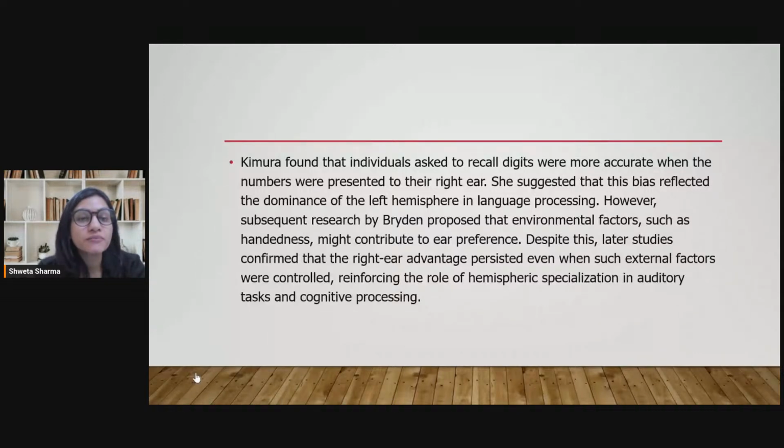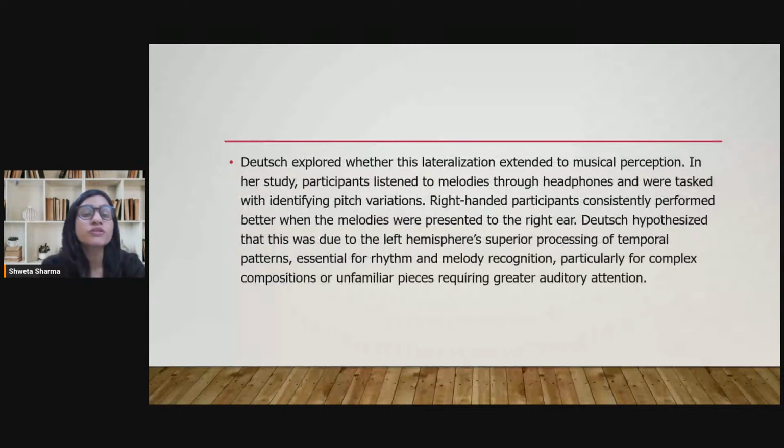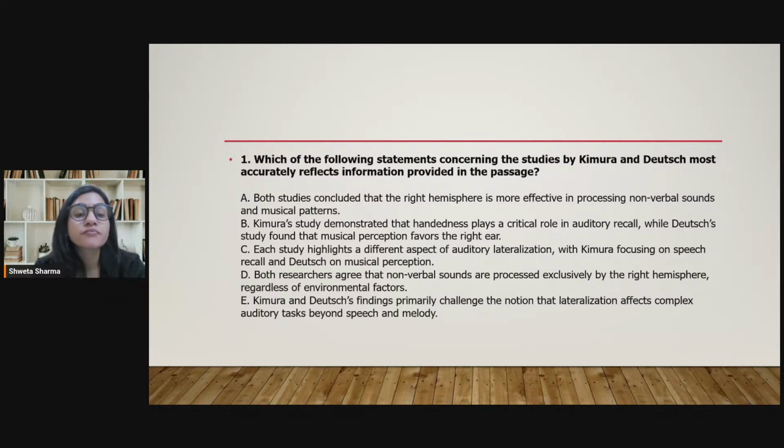So as per Kimura, people were more alert when it comes to numbers fed to the right ear, right? Whereas, as per Dosh, the lateralization extended to musical perception as well. And on the basis of this, she hypothesized that this was due to the left hemisphere's superior processing of temporal patterns. So now, if we look at B, Kimura's study demonstrated that handedness plays a critical role in auditory recall, while Dosh's study found that musical perception favors the right ear. Isn't B a better choice here?